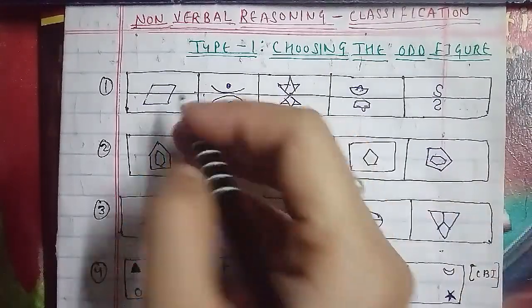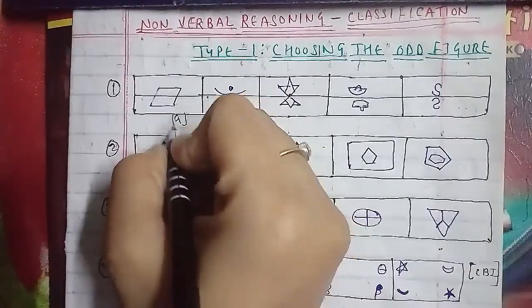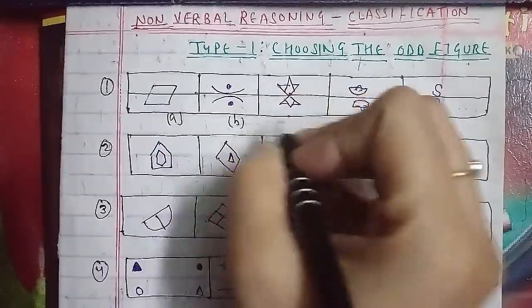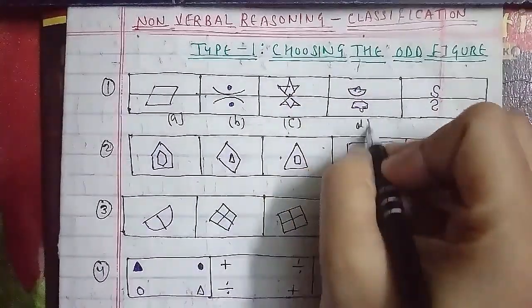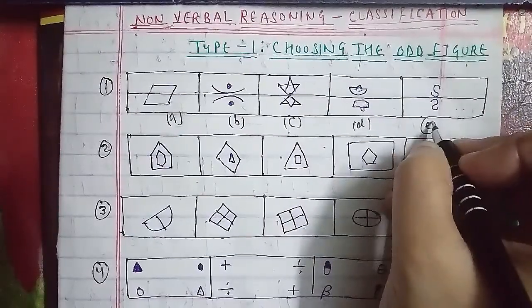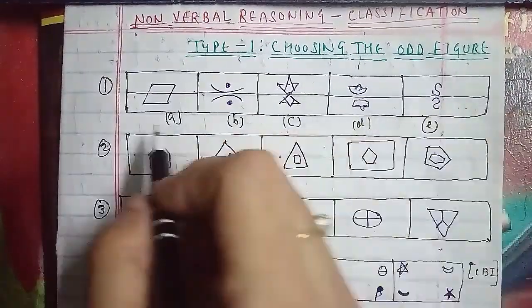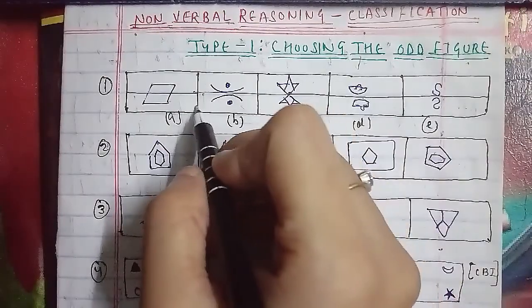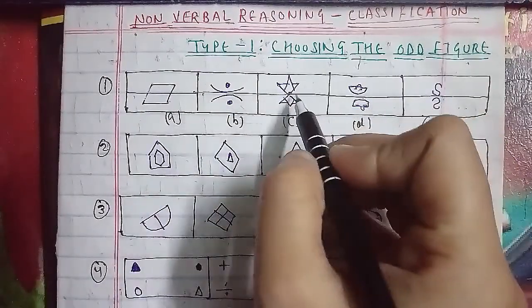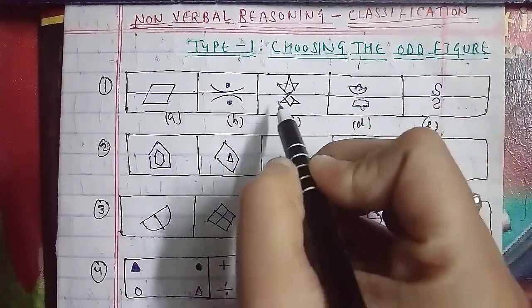As you can see, this figure is an inverted image, a mirror image, this is also an inverted image, and this is also an inverted image, but this one is not. So the right answer will be option A. This figure A will be the right answer for this question.